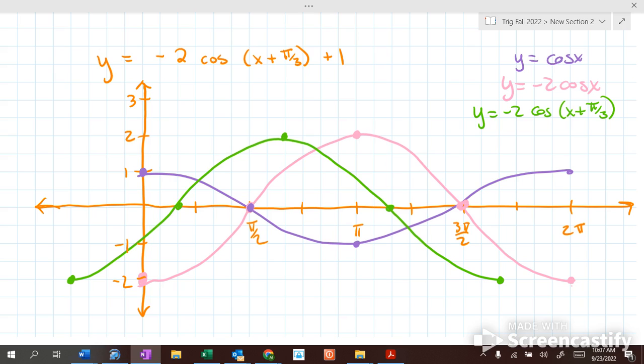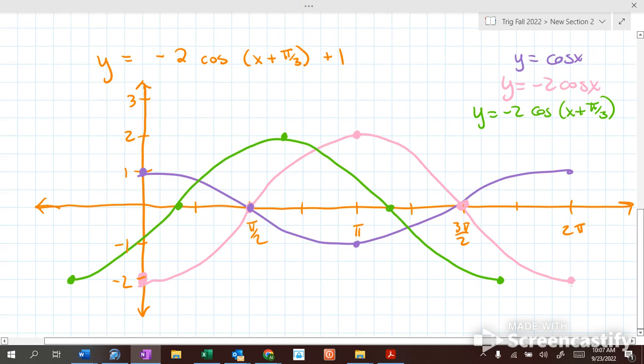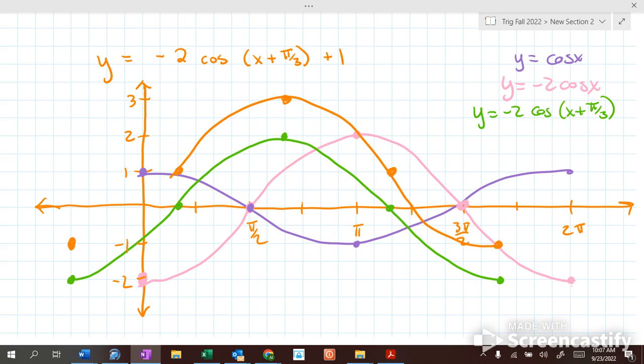And then from the green graph, where does my orange graph go? Up 1. Up 1. That's the graph of -2 cosine of x plus pi over 3 plus 1. Okay, the orange graph. That's what we're doing today. We good with that?